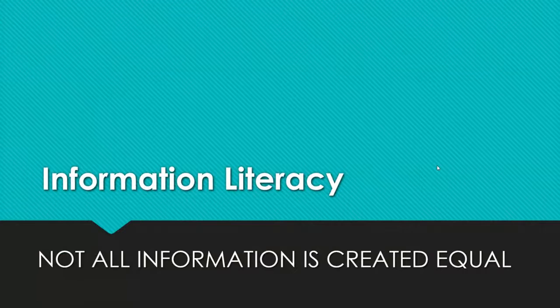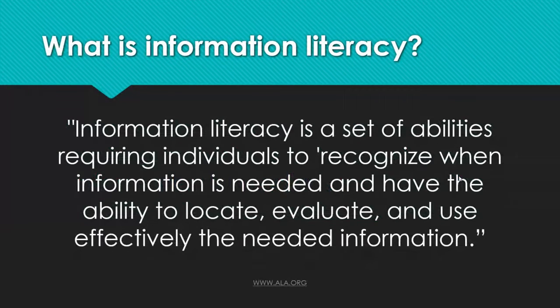And again, this is about information literacy. When you think about information literacy, you've got to understand that not all information is created equal. So what is information literacy? According to the ALA, which is the American Library Association, information literacy is a set of abilities requiring individuals to recognize what information is needed and have the ability to locate, evaluate, and use effectively the needed information. In layman's terms, it's your ability to look at a piece of information, find it at a good resource, look at it and determine if it's a good resource, and be able to distinguish it from bad resources and things that will provide you with good information.